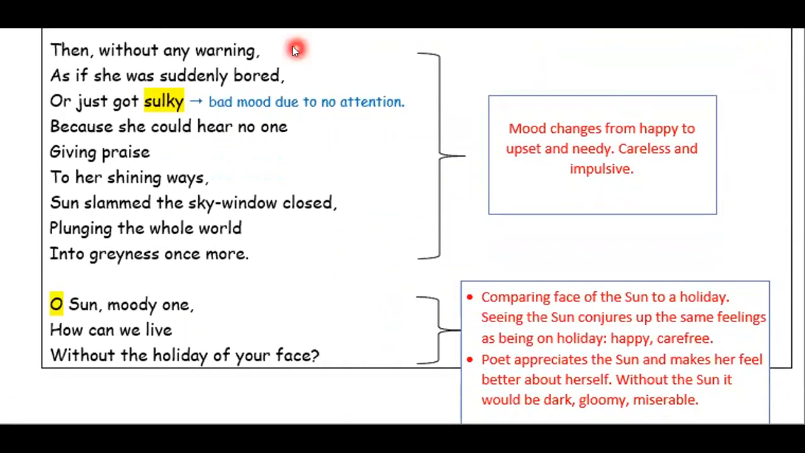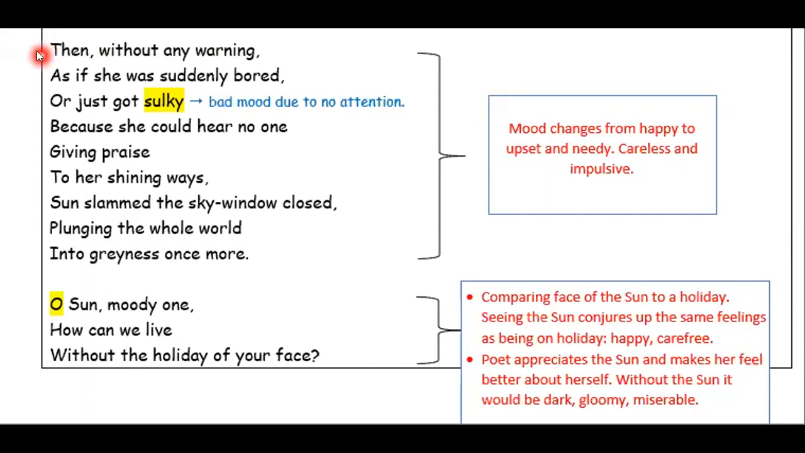Then, without any warning, as if she was suddenly bored or just sulky. We know that there's a change in mood in this stanza because we start with the conjunction then, right? It's like saying, you can go to the movies, but, and you know that the sentence after but is probably not going to be something that you want to hear. All right. So without warning, and as if she's suddenly bored or just got sulky.